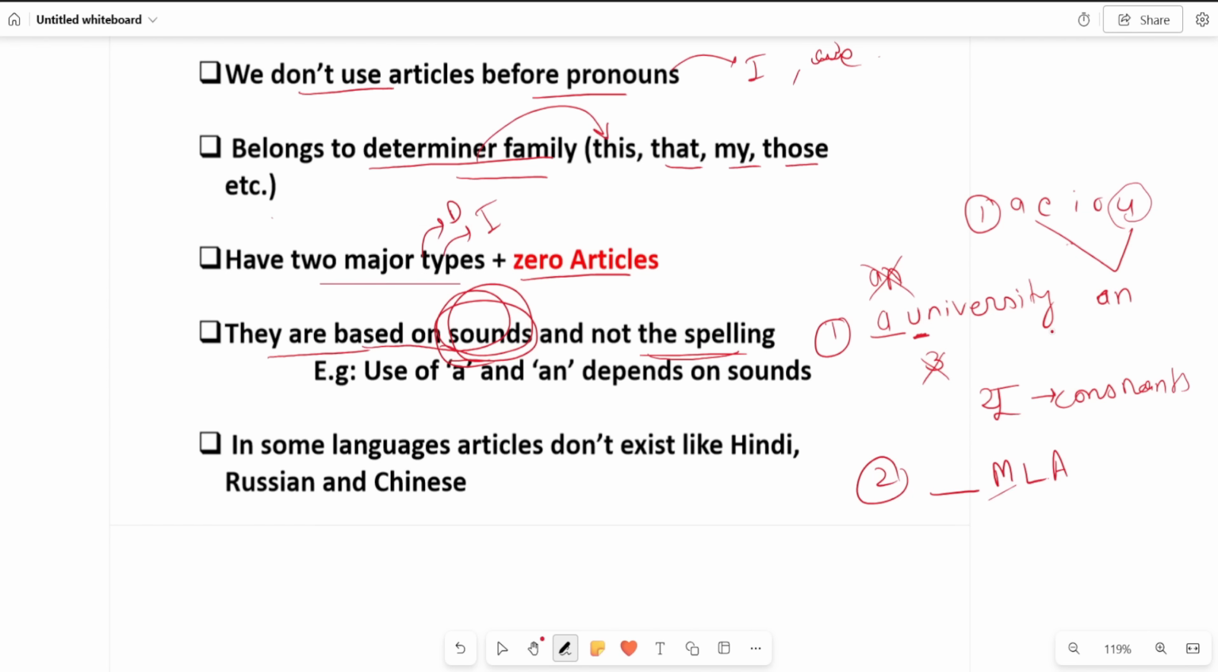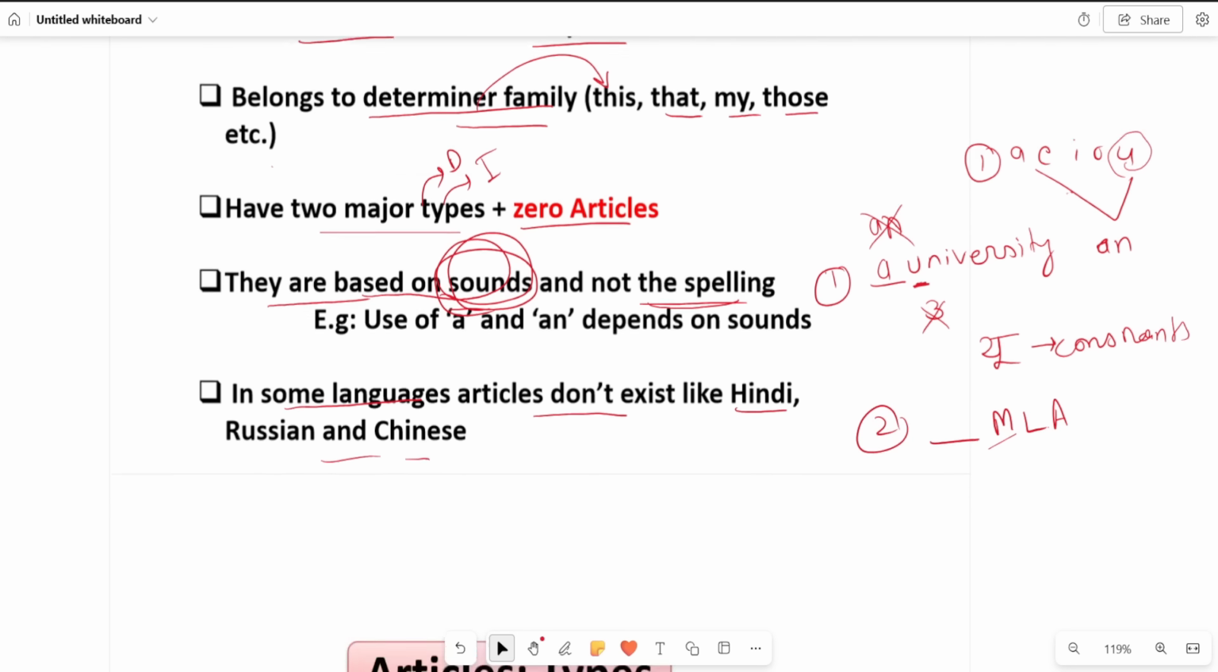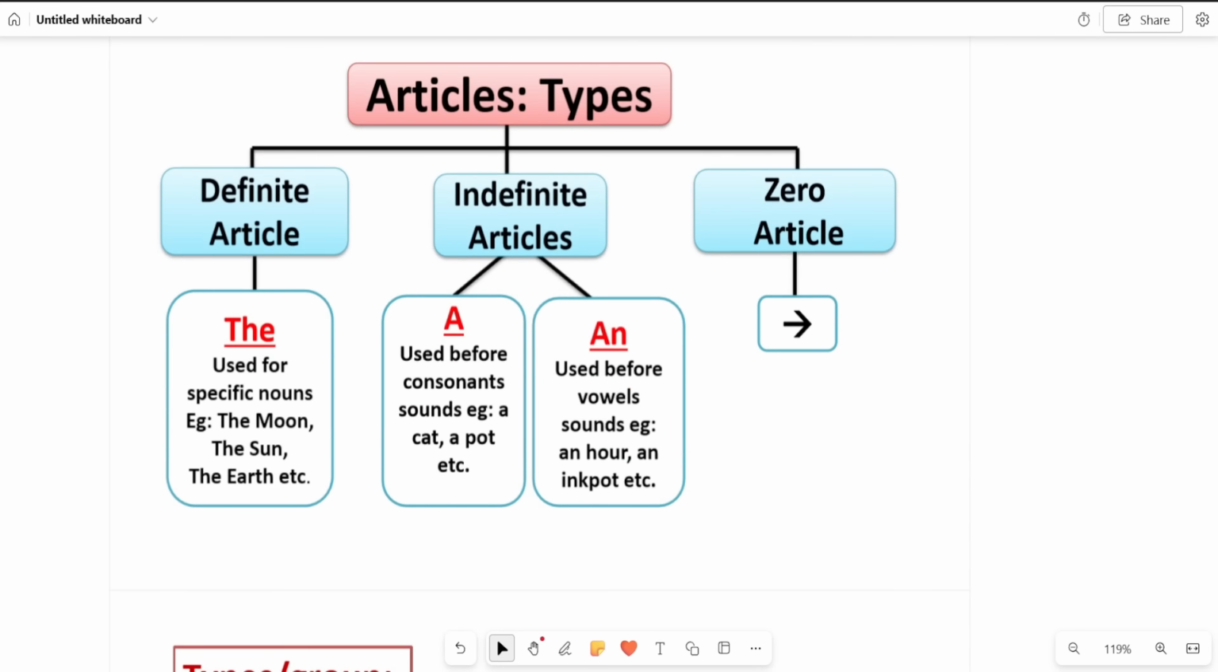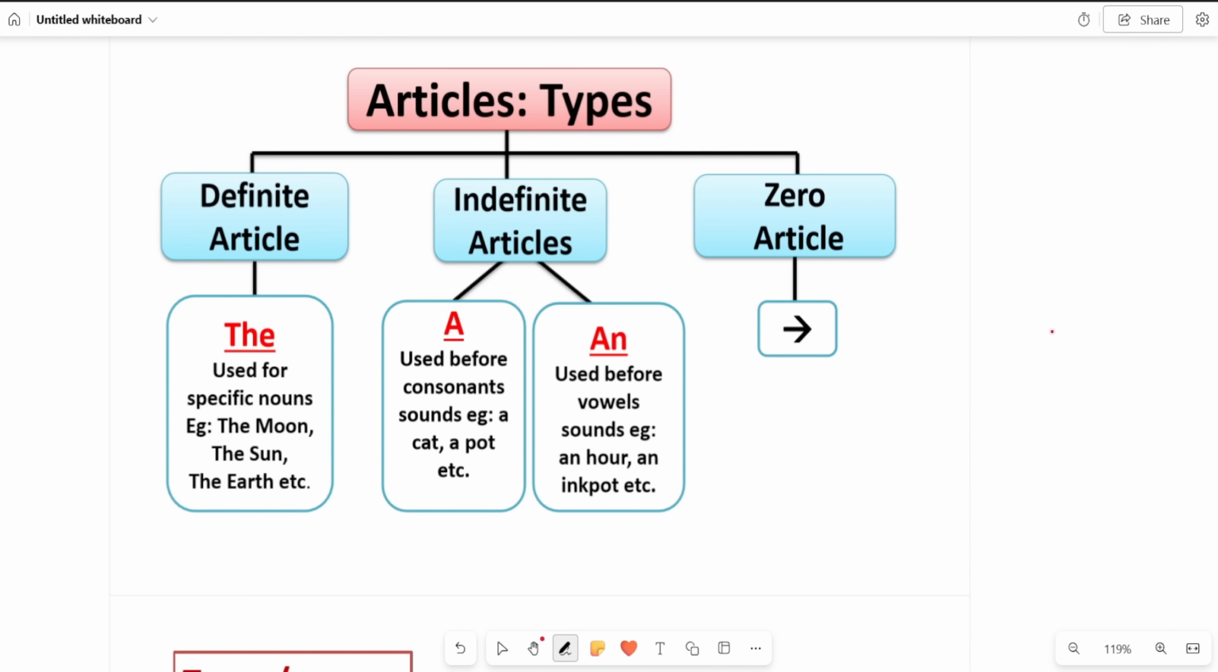Now see, in some languages articles don't exist, like in Hindi, Russian and Chinese. In these particular languages we don't have any article. So now let's understand what the types of articles are. The first category is the definite article. In the definite article we have only the. It is used for a specific noun, for example moon, sun, earth.